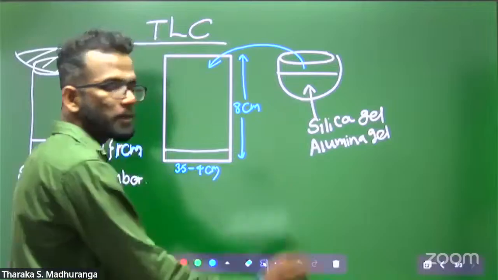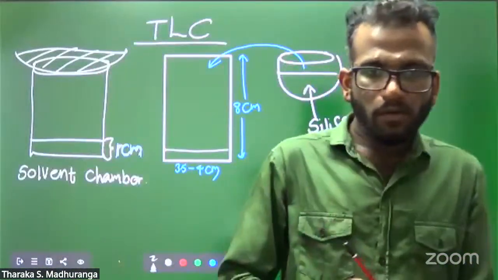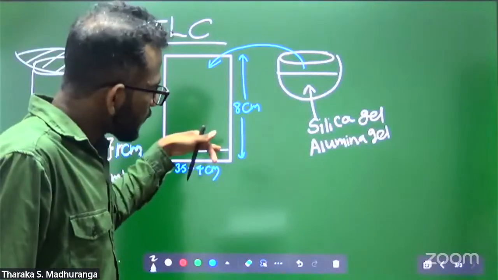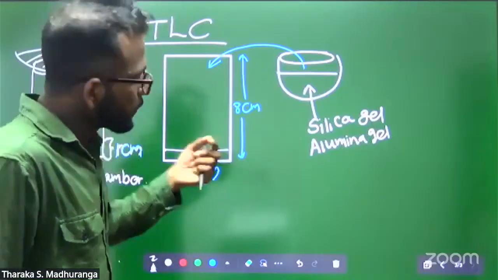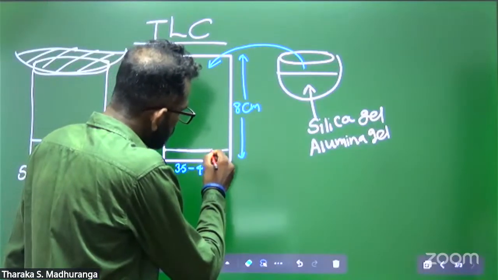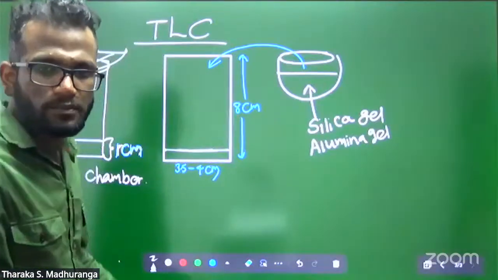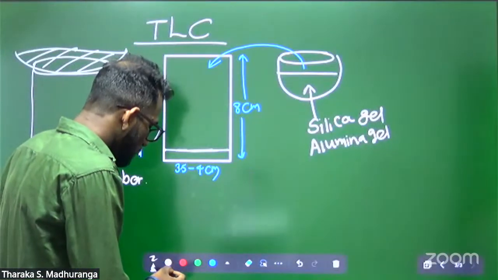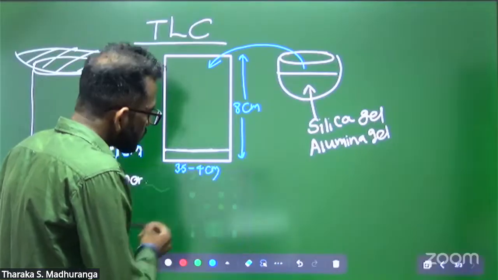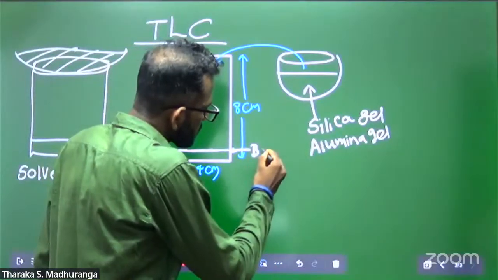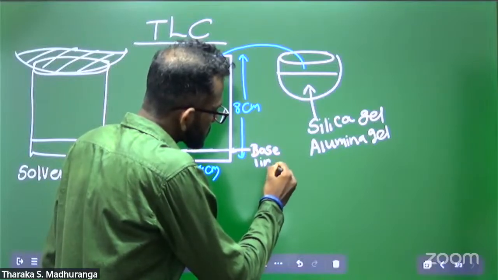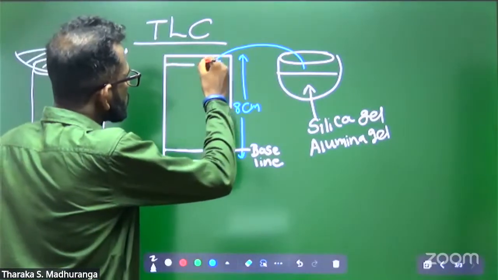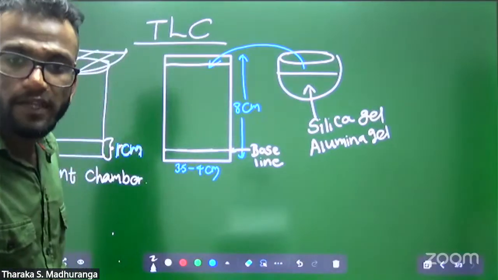Like this. This is the baseline. On the gel layer, same as the paper chromatography, you need to draw the baseline using a pencil on this gel layer. Okay, this is the baseline. After that, using the same pencil, you can draw the solvent front line 1 centimeter below.